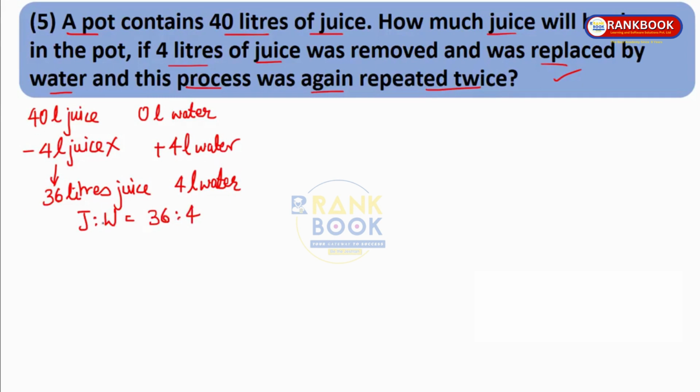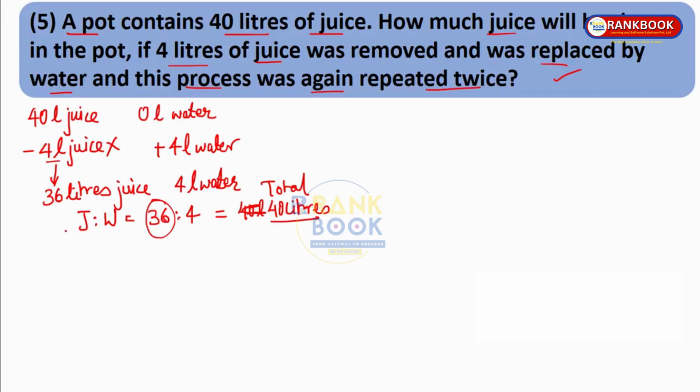Now, what is the total mixture amount? It is 40 liters in total. The total remains the same because we are removing 4 liters and adding 4 liters. So what is the actual quantity of juice right now? The actual quantity of juice is 36 liters. Total is 40 liters. When we removed 4 liters of juice, we got 36 liters of juice.